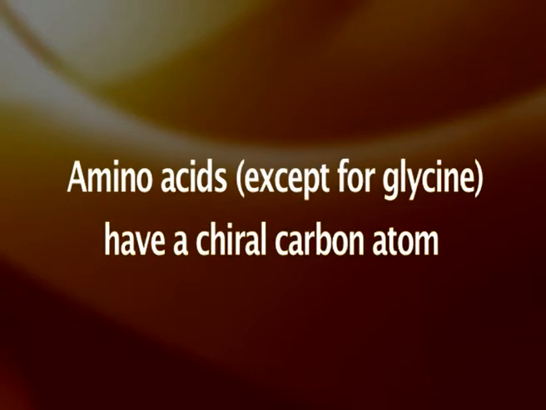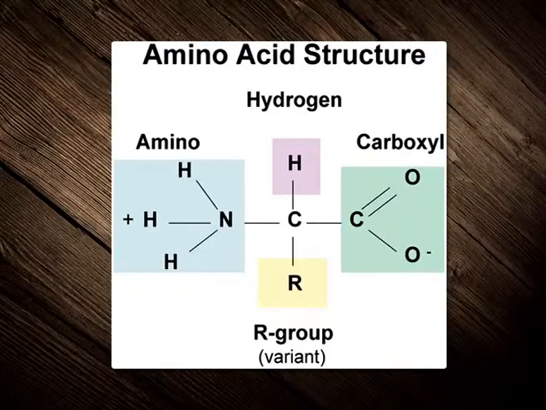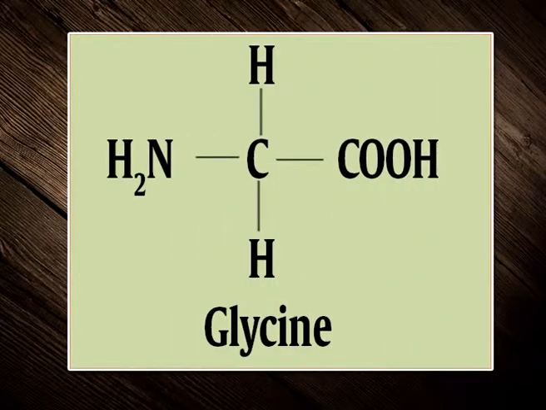Amino acids except for glycine have a chiral carbon atom. That is, the alpha carbon is bonded to four different groups: a carboxyl group, an amino group, an R group, and a hydrogen atom. In glycine, the R group is another hydrogen atom. The alpha carbon is thus a chiral center.